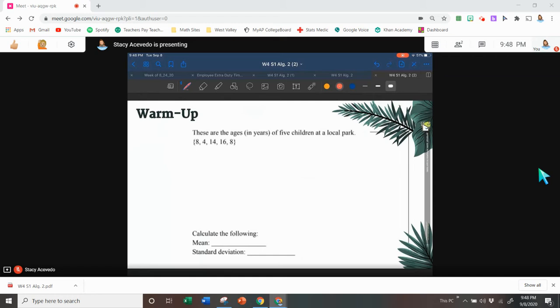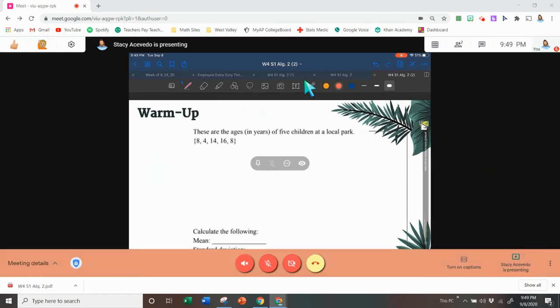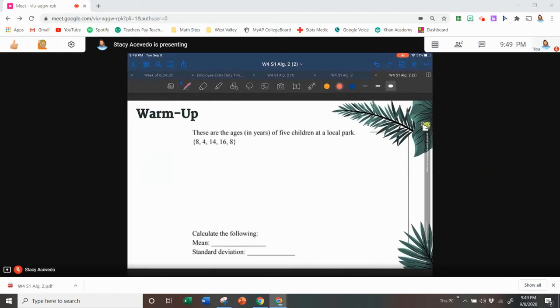So let's start off with a warm-up. These are the ages in years of 5 children at a local park. So here are the ages: 8, 4, 14, 16, and 8. Go ahead and calculate the following: the mean and standard deviation.